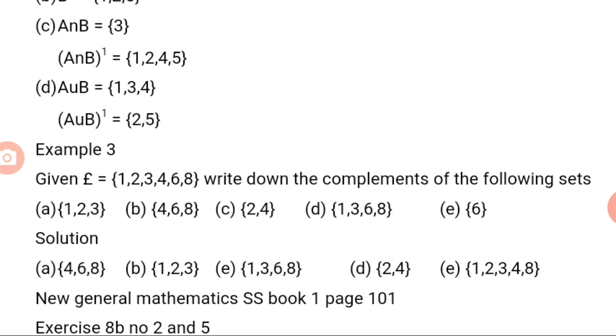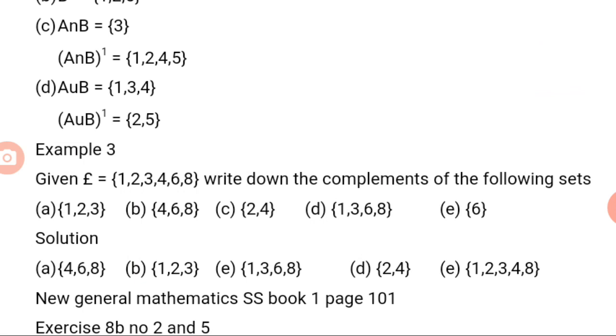The first one has 1, 2, and 3 as its elements. Now you can realize that what you can see in the universal set but you cannot see in this set is 4, 6, and 8. Number B: B has a set as elements 4, 6, and 8.